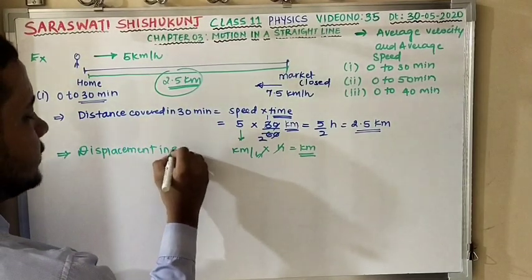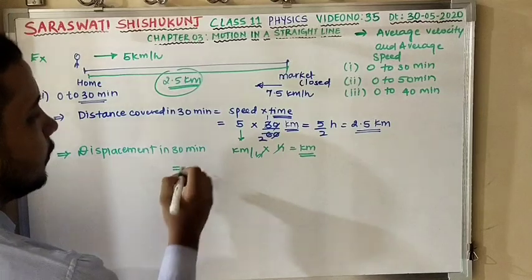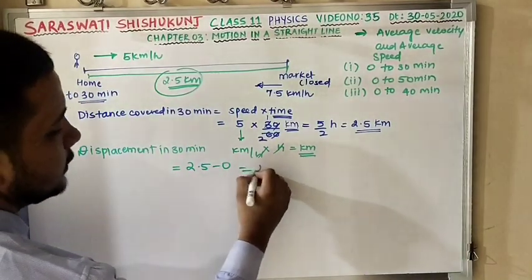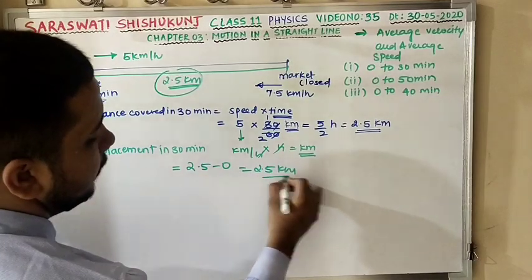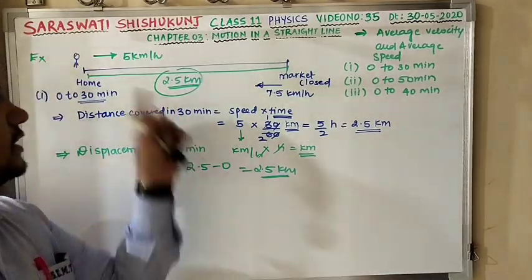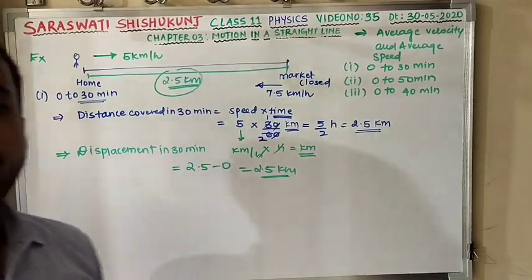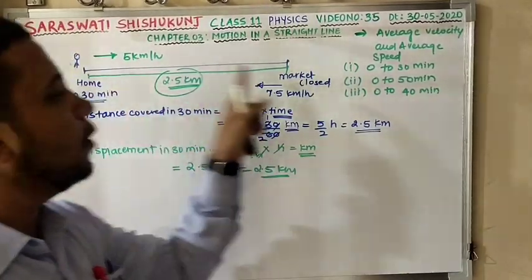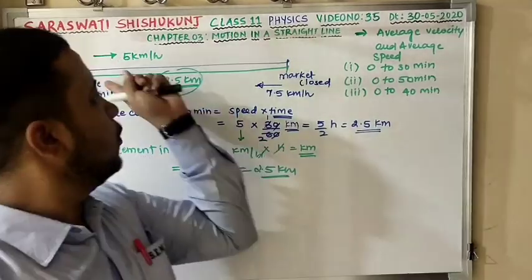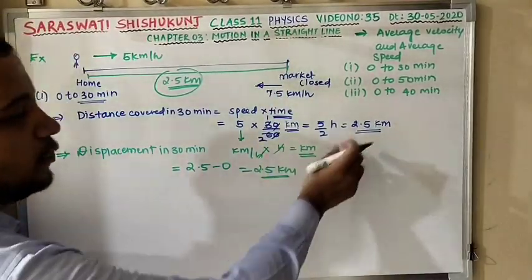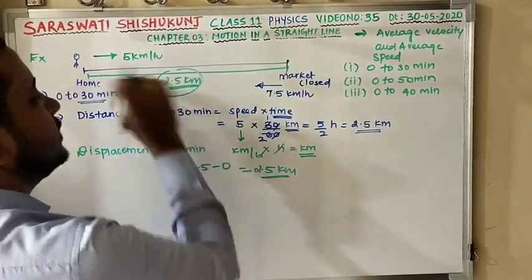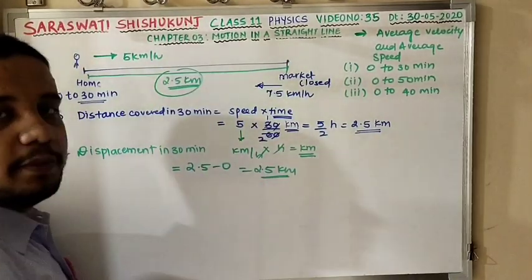So we can say the displacement in 30 minutes is equal to market minus home, that is 2.5 minus 0. So the answer is how much? 2.5 kilometers. Clear? They have given that the market is situated at a distance of 2.5 kilometers from home, and I got the answer 2.5 kilometer, which means in 30 minutes it travels from home to market. So for distance I got 2.5 kilometer in 30 minutes, and displacement, final position minus initial, is 2.5 minus 0. The answer is 2.5 kilometer.